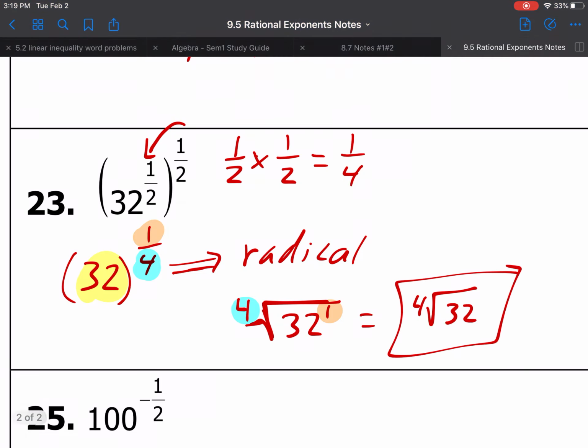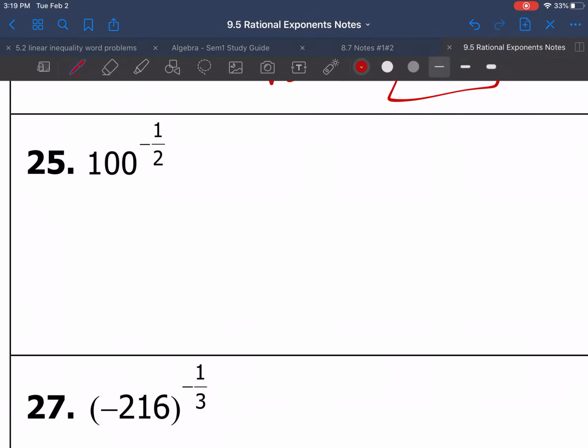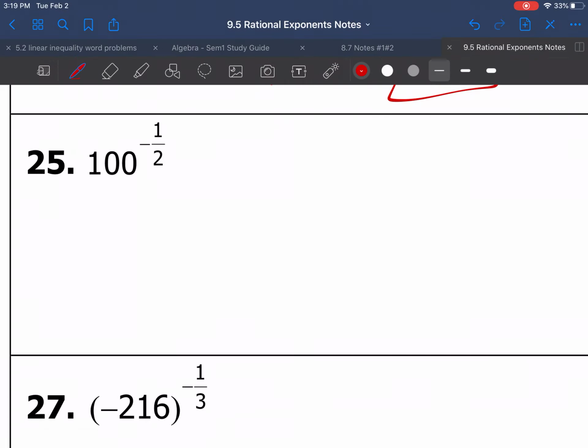The next one is 25, and this is interesting because now you have a negative exponent. You guys will notice you're using every single rule that we've gotten through to this point. So the rule is if I have a negative exponent, I can make it positive by sending it below a fraction. So what I'm going to do is build a fraction here. I'm going to take my 100 to the negative 1/2 and put it down low, which will make it 100 to the positive 1/2, right? And I can just put a placeholder as a 1.